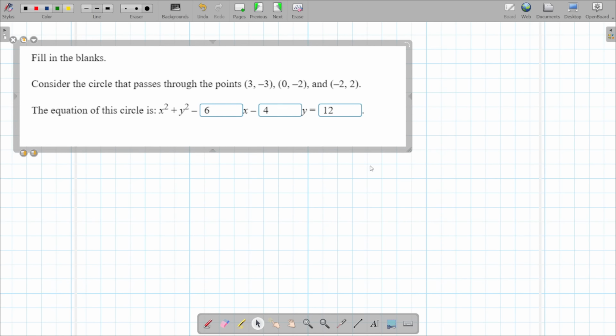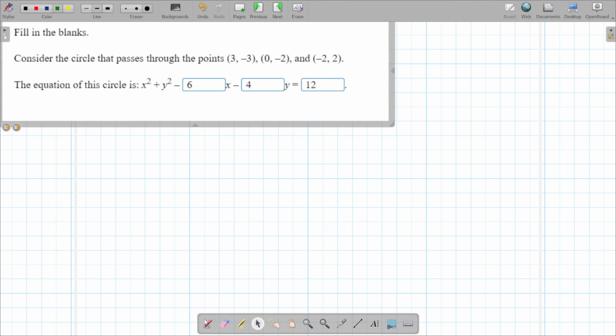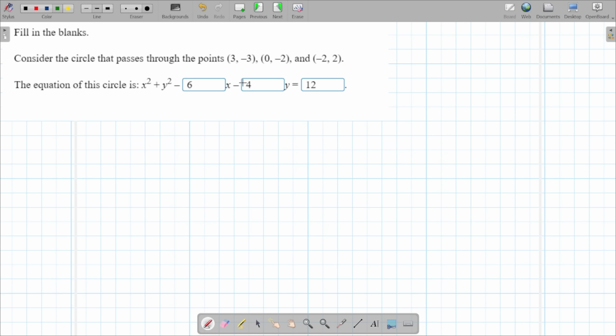All you have to do is substitute. You can do all of this on a calculator. They want it in the form x squared plus y squared plus ax plus by equals c. But we're going to forget about the equals c and just move c to the right at the end. We want x squared plus y squared plus ax plus by plus c equals 0.